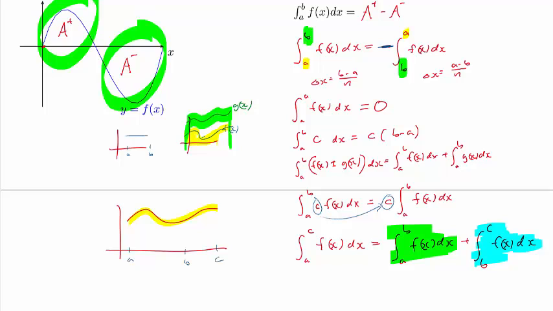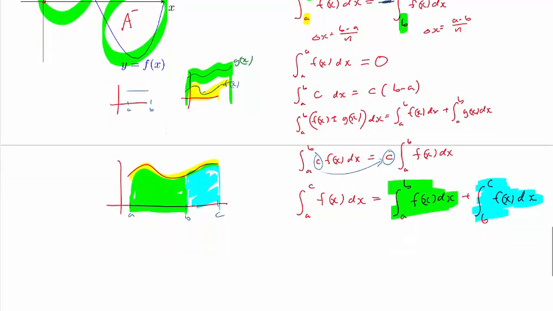Well, so the area from a to b, well, that's just going to be this area right here. And then the area in blue, well, that's just going to be this area right here. If you add these two areas up, what do you get? You get the entire yellow area. So let's go ahead and wrap this up with a quick example.